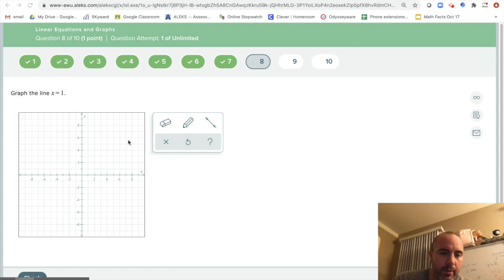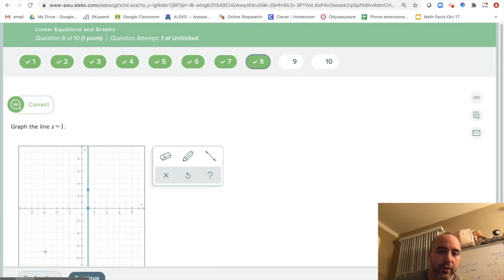All right, coming back at you here. Another x equals 1. So that's another vertical line. So we go to where x equals 1 everywhere. Let me get my line tool. X equals 1 here, x equals 1 here, and so on and so forth. So we've got that.